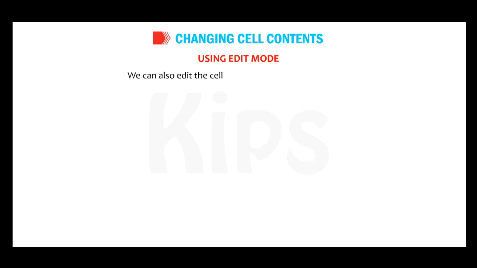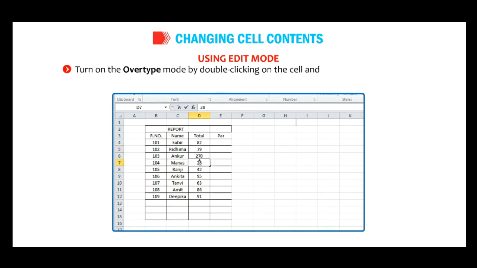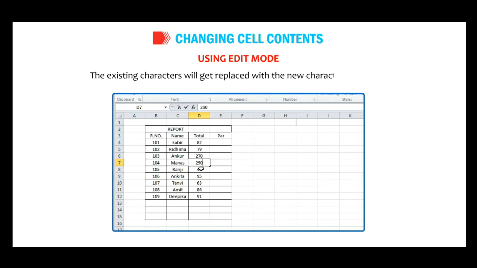We can also edit the cell contents in the following ways. Select the cell in which editing is to be done and then click on the formula bar. Move the pointer to the position where you want to insert characters. Now make modifications in the formula bar. Turn on the overtype mode by double-clicking on the cell and pressing the Insert key from the keyboard. You will notice that the cursor changes to a blinking bar and the character to the right of the blinking bar gets highlighted. Start typing in the cell. The existing characters will get replaced with the new characters you type.